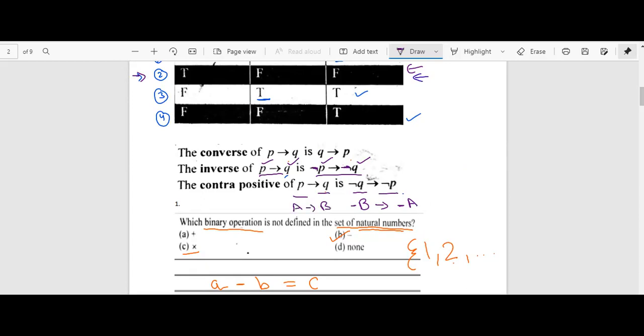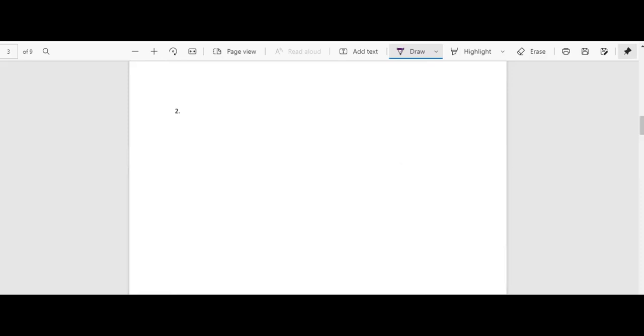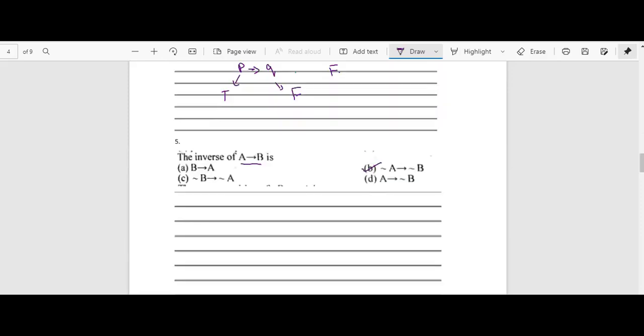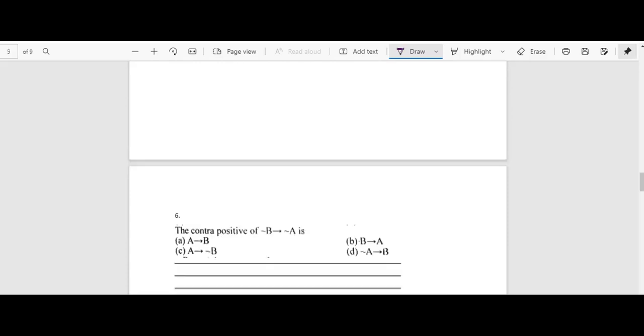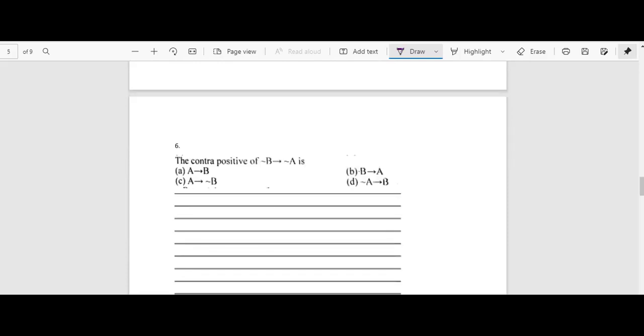Okay, let's look at the question again. Here's the question. So for minus B implies minus A, we have A implies B, because the contrapositive of this statement is actually this, right? So again, if we have this statement, the contrapositive of this statement would be this. Okay, so A is the answer.